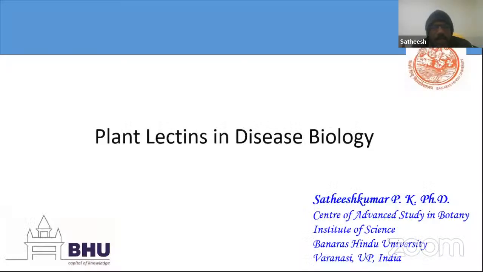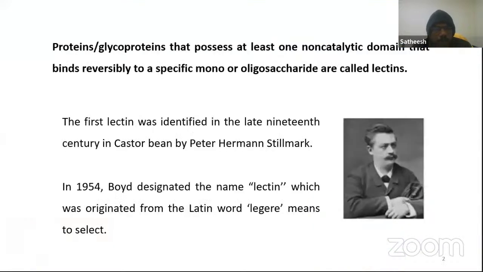What these plant lectins are. What are the lectins? What are those molecules which have been termed as lectins? And what are the important roles they play in the animal system? There are many therapeutic molecules which are isolated and characterized from the plant system, and the lectins are one of those therapeutic molecules being isolated from the plants.